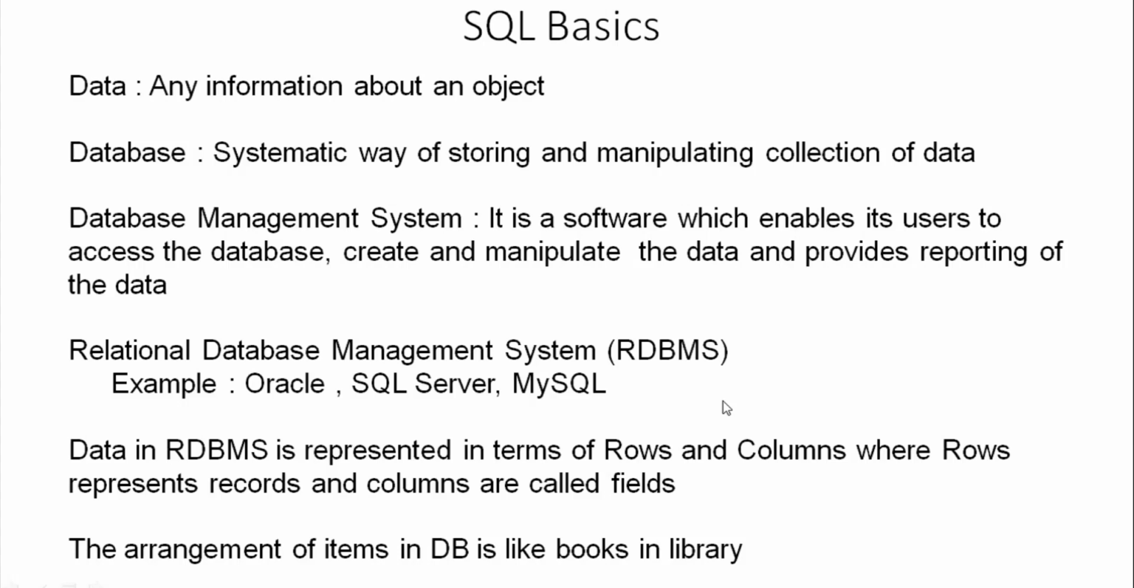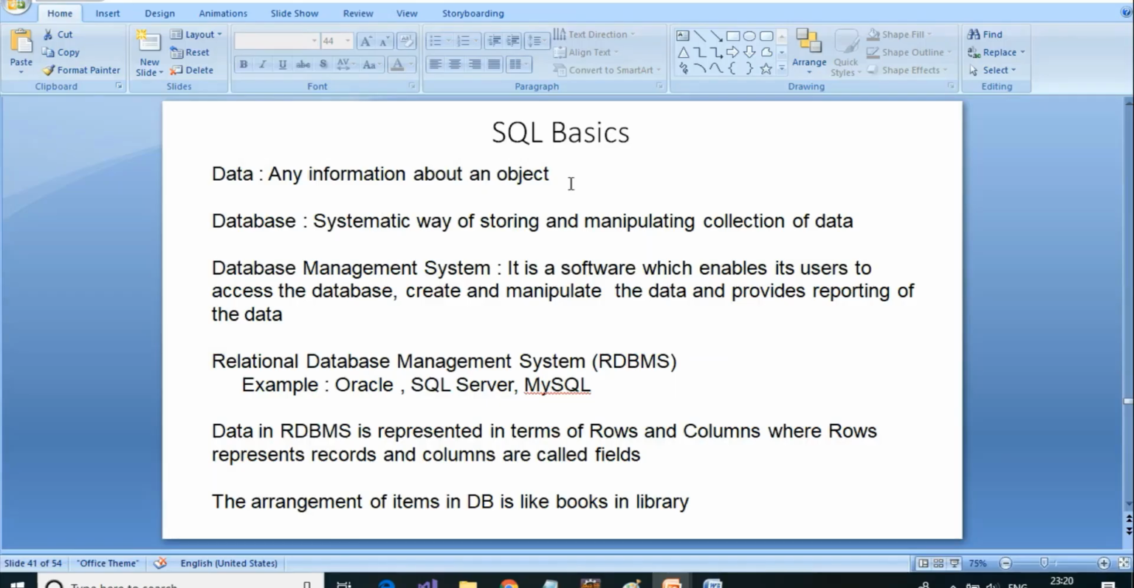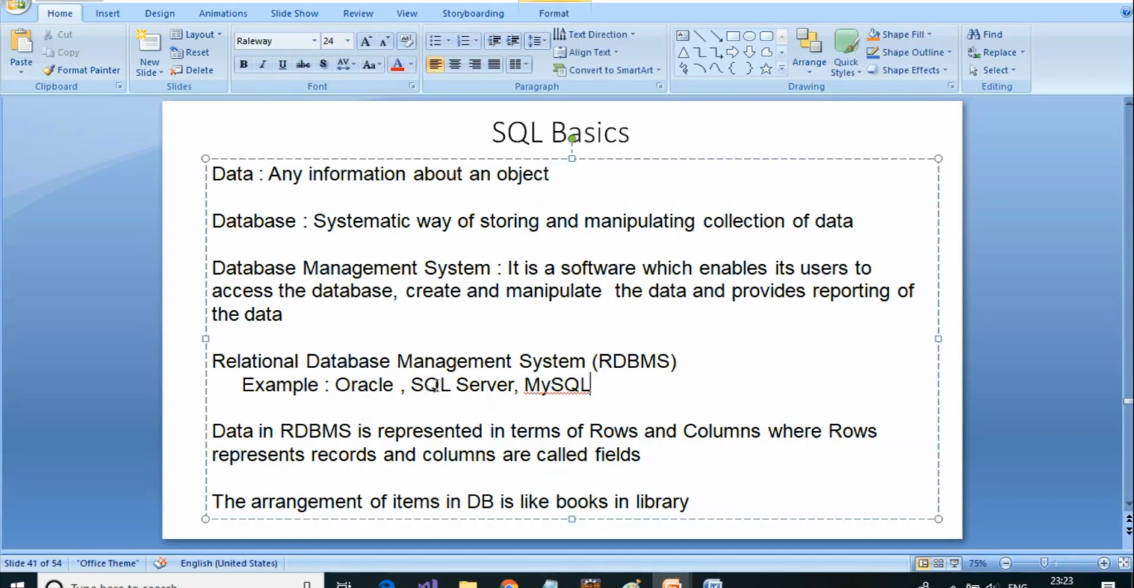The next thing we need to understand is what is relational database management system. Relational database management system is a type of database management system wherein it makes use of a relational model where the data is ordered and grouped into relations. The examples of RDBMS are Oracle, SQL Server, MySQL, to name some of them.